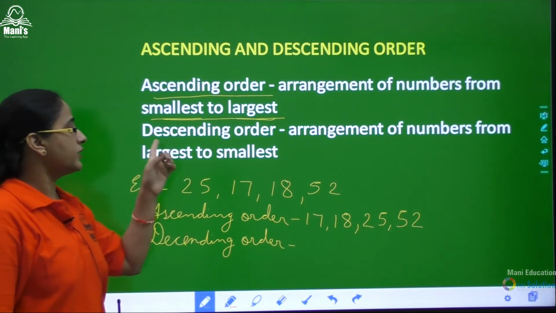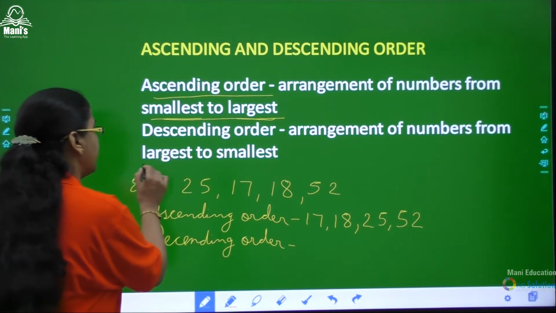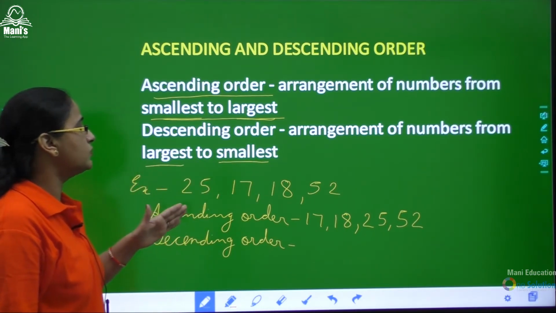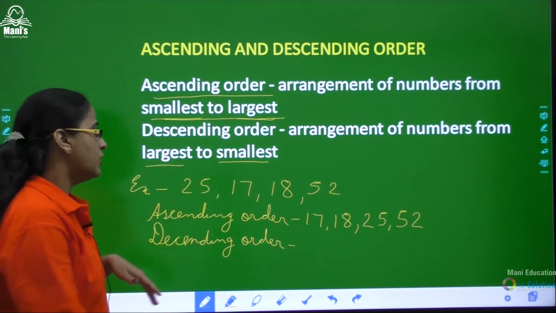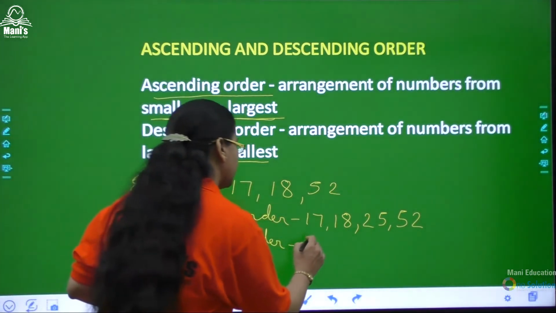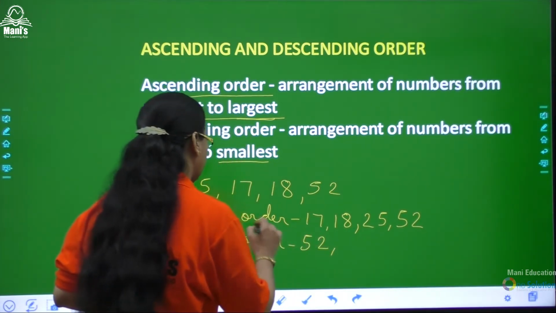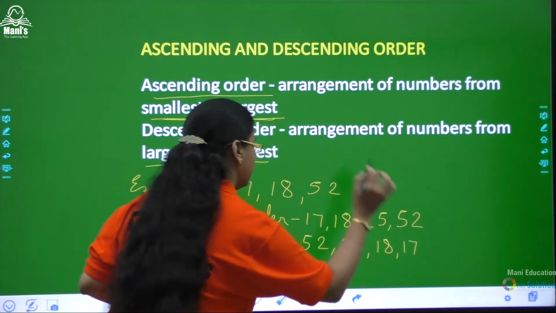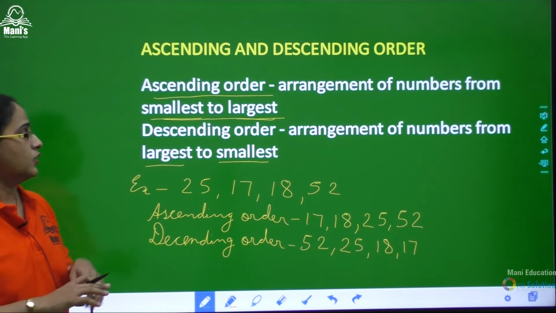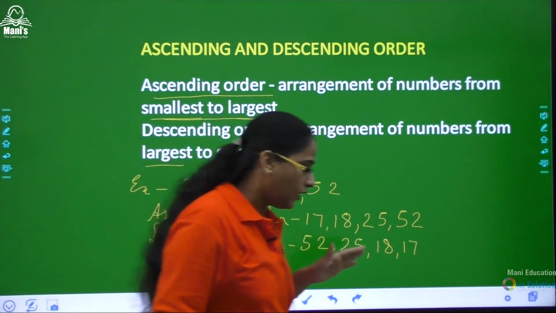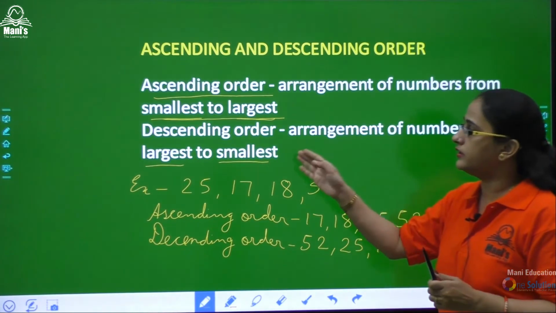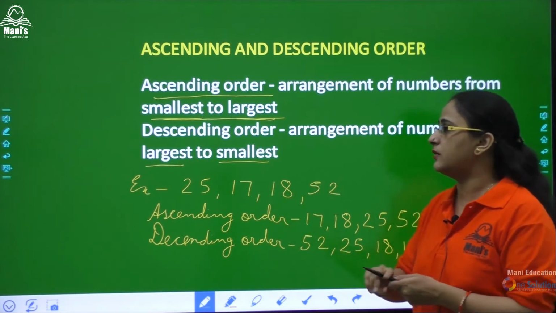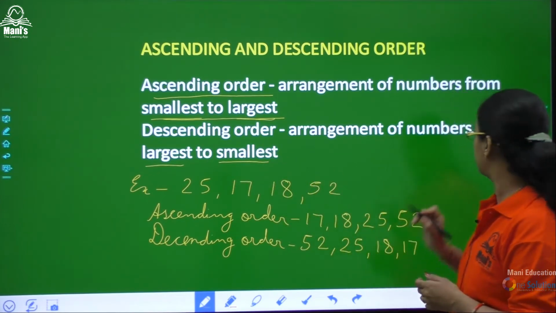Now descending order. What is descending order? Arrangement of numbers from largest to smallest. So in case of descending order, we move by decreasing the numbers. We first write the number which is larger, that is 52, then 25, then 18, and then 17. Understood? So in ascending order, we arrange the numbers from smaller to larger, and in descending order, from largest to smallest. Okay?